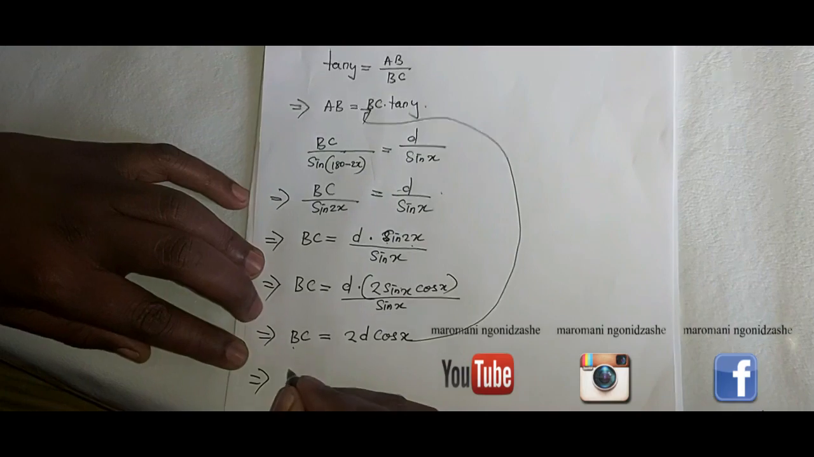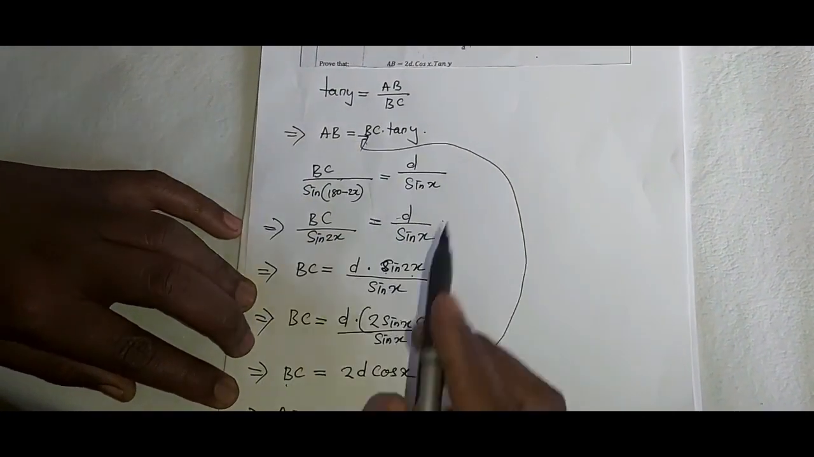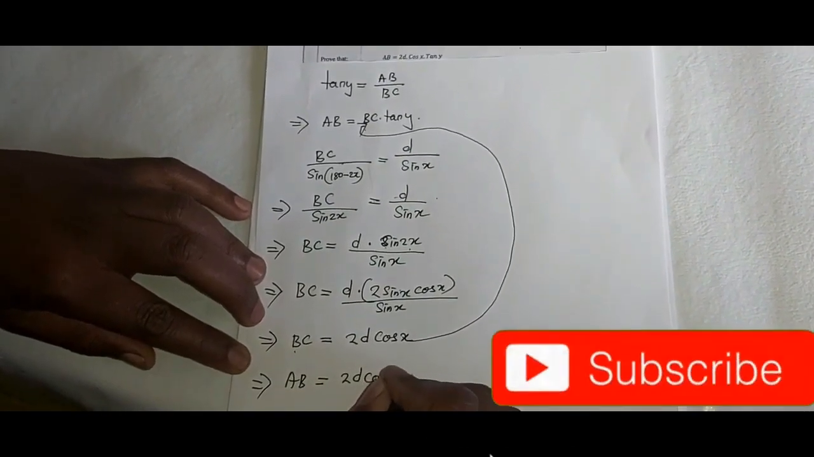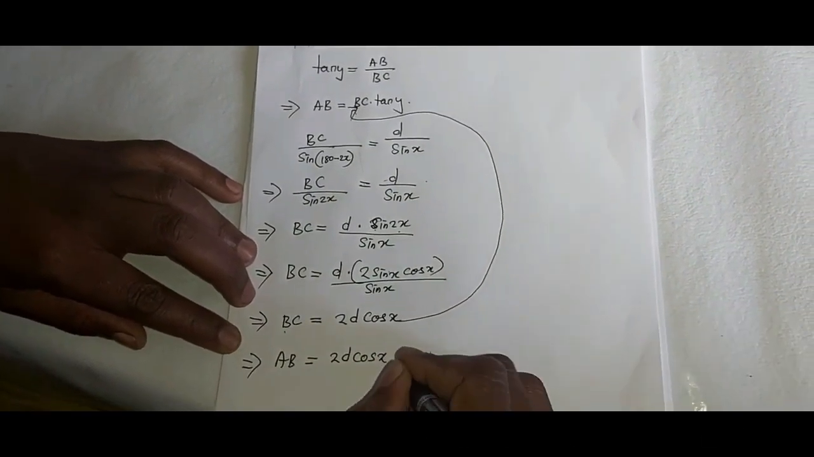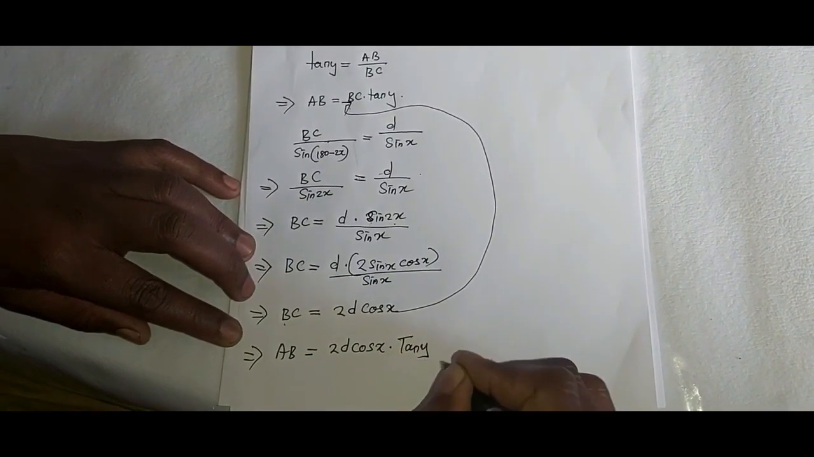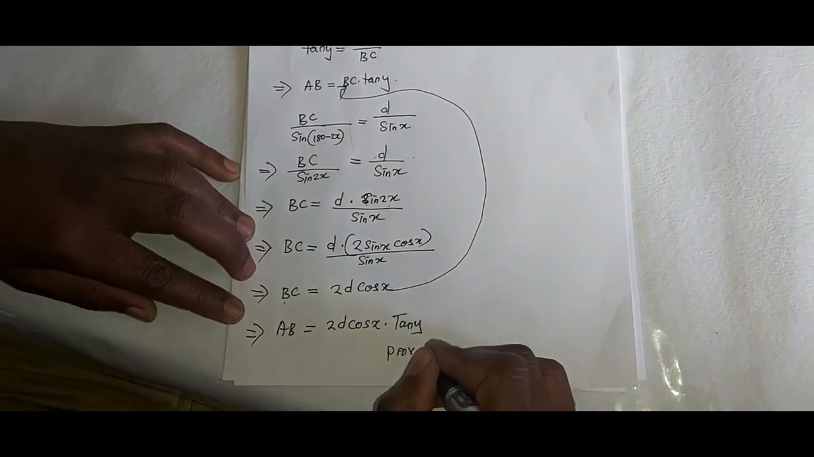Therefore, my AB is equal to, in place of BC, 2d cos x multiplied by tan of y. From there, it has been proved.